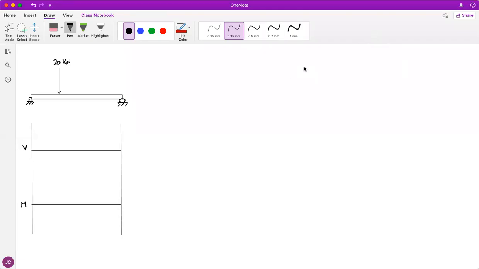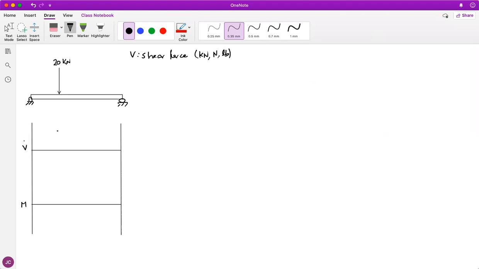So here we have this beginner's exercise for the shear force and the bending moment for this beam. This is a topic where we want to find two things. One is called the shear force. It's going to be in kilonewton, newton, pounds, or something.